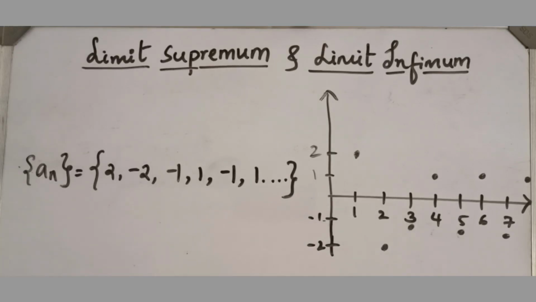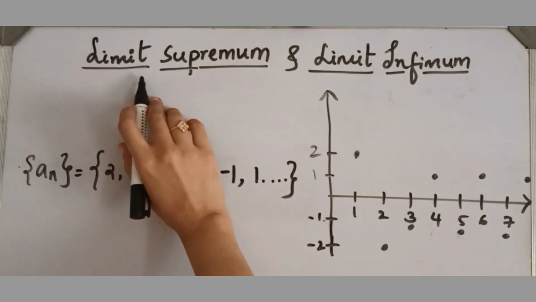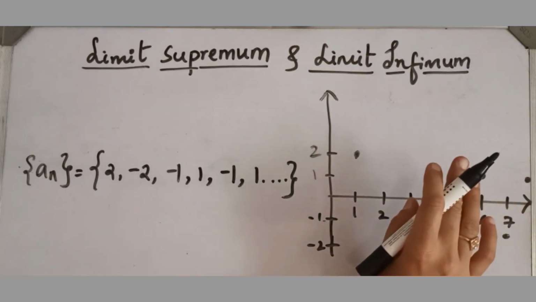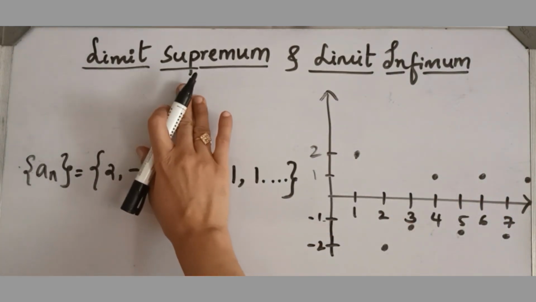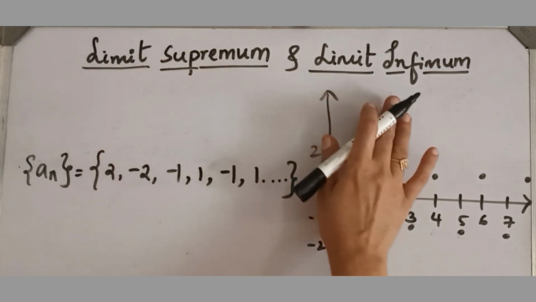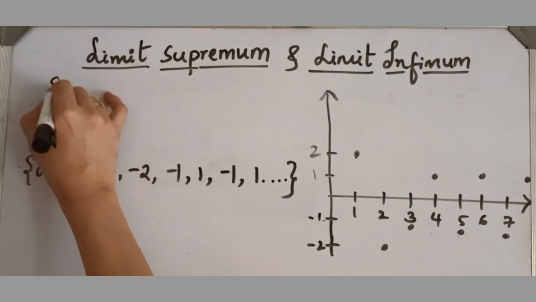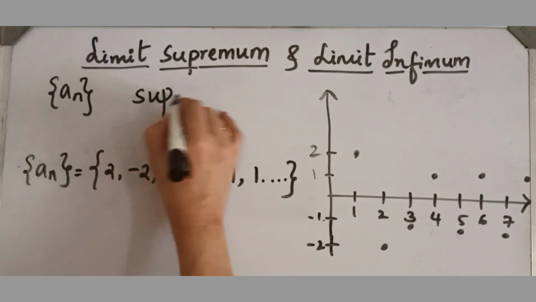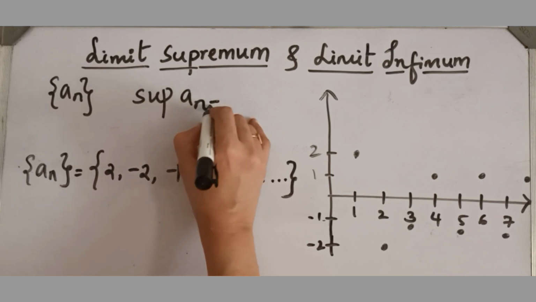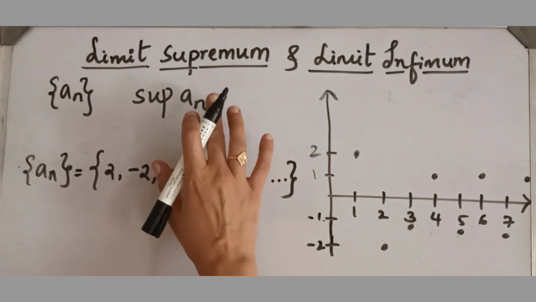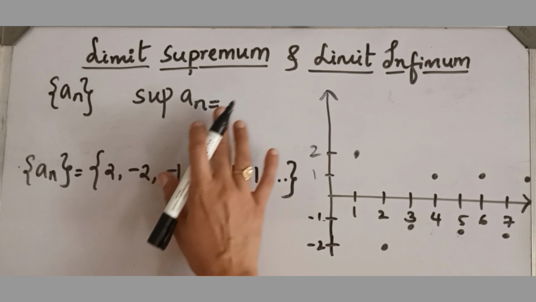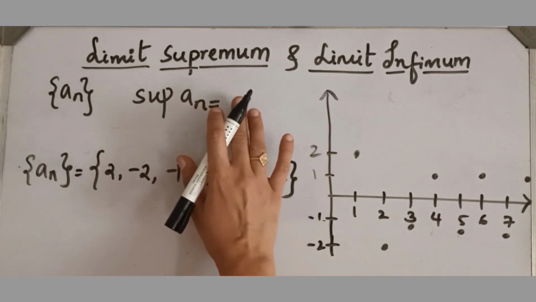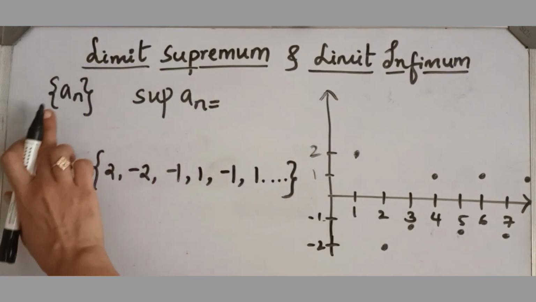Hello everyone. In this video, I'll explain limit supremum and limit infimum of an infinite sequence, which is also called limit superior and limit inferior. So, if you consider any sequence an, then the supremum of that sequence is the number which is greater than or equal to each term of the given sequence. That is called the supremum of the given sequence an.